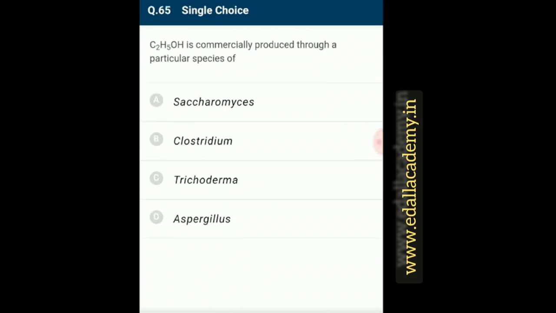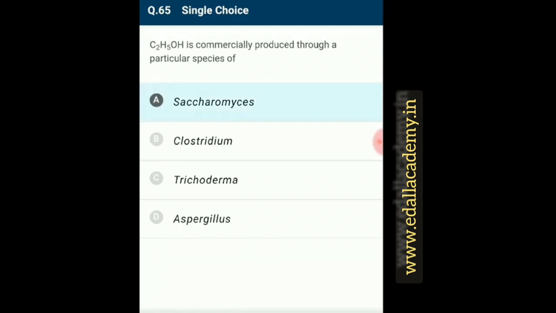C2H5OH is commercially produced through a particular species of. C2H5OH is ethanol. It is a type of alcohol that is produced by the fermentation process. Ethanol is widely consumed as a mix in varying degrees of concentration. Fermentation is an anaerobic respiratory process where many strains of Saccharomyces are used. So the answer is option A.